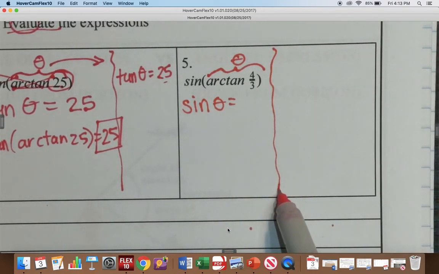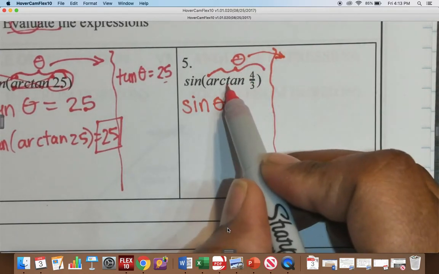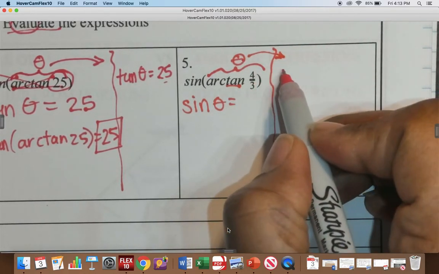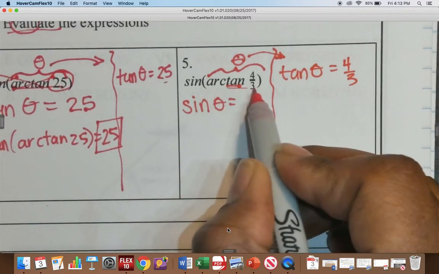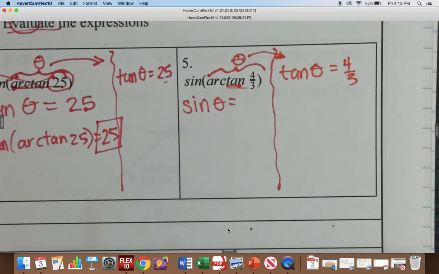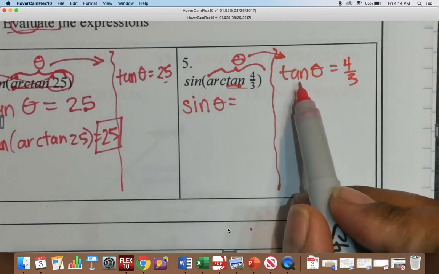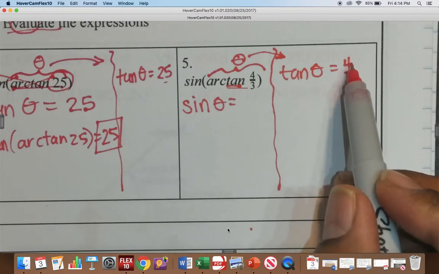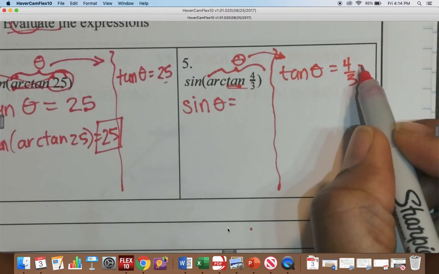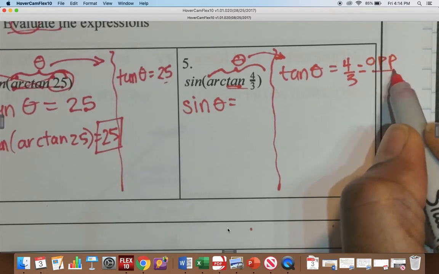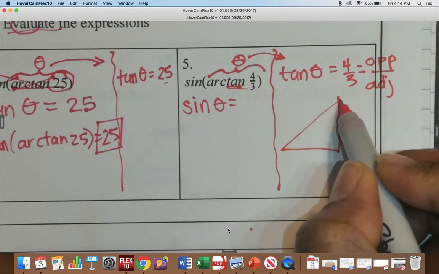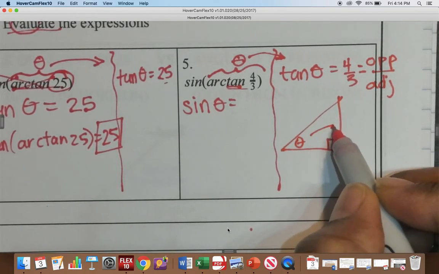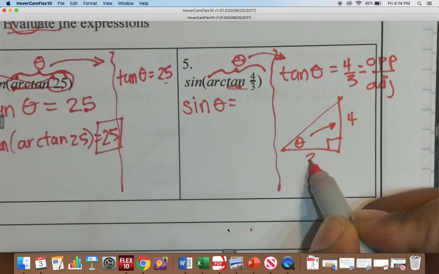What do I know about theta? Well, from here, I know that tangent of theta equals 4/3. Tangent of theta equals 4/3, based on what this inner parentheses is telling me. And then I say, okay, well, I still don't know much about theta, but now I know the ratio of tan is 4/3. So I know tangent is opposite over adjacent, which means if I were to draw a little right triangle and I put my theta here, the opposite side would be 4, the adjacent side would be 3.